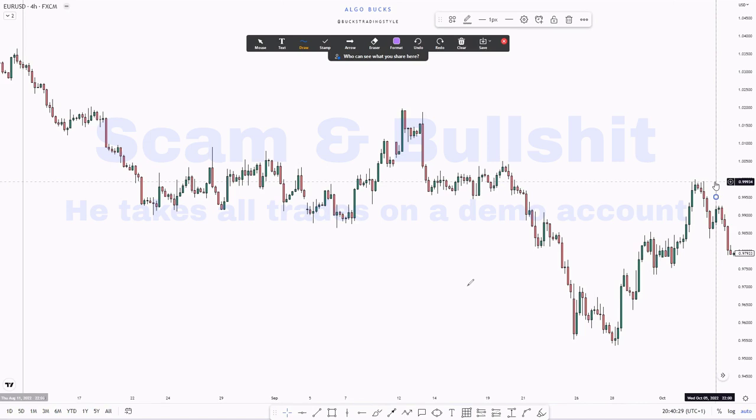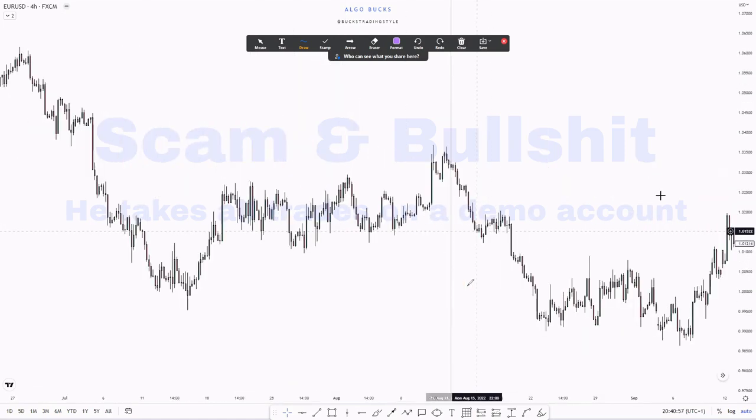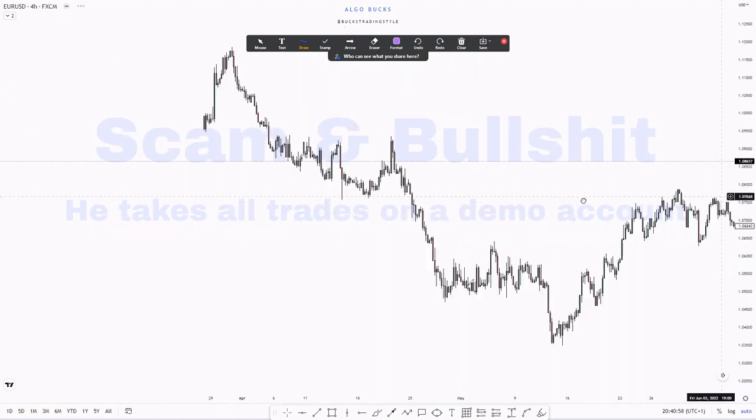Now, this is one page. We are going to mark out the external structure, just like how we did in the session. We're going to mark out all of the external structure on one page, on the 4 hour time frame, Euro USD. So this is one. Let me look for the next one.